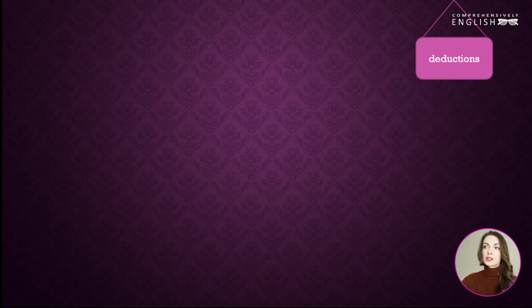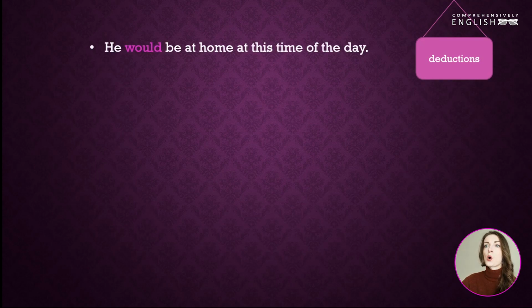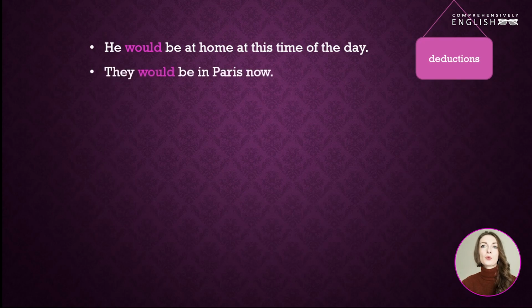Would can express deductions. He would be at home at this time of the day. They would be in Paris now. I can deduct this because I know their schedules. I know that he usually is at home at 6 p.m. and now it's 6:15, so I can say that he would be at home at this time of the day. I believe so because I have some knowledge, and I can logically conclude it based on this knowledge. They would be in Paris now.